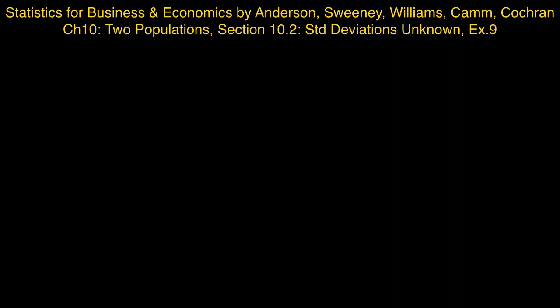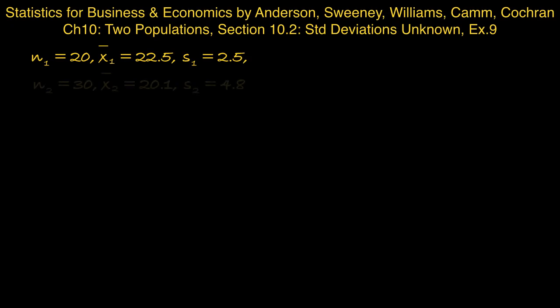The following results are for independent random samples taken from two populations. In the first sample, sample size n1 is 20, sample mean x1 bar is 22.5, sample standard deviation s1 is 2.5. In the second sample, sample size n2 is 30, sample mean x2 bar is 20.1, sample standard deviation s2 is 4.8. Part A, what is the point estimate of the difference between the two population means?